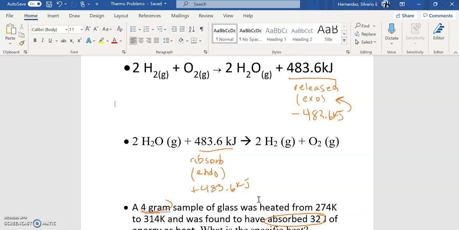So those are your big takeaways from thermochemical reactions. If the energy is written as a part of the reaction, and it's on the product side, that means it's an exothermic reaction, and it's going to be a negative value. If the energy is written as a part of the reaction, and it's on the reactant side, that means it's endothermic, and it's going to be seen as a positive value.